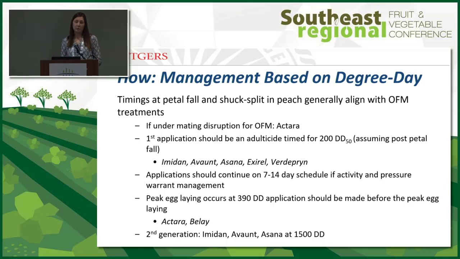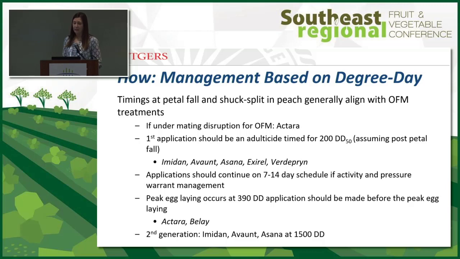If you're under mating disruption for oriental fruit moth, Actara is a good material to use. Otherwise, your first application should be an adulticide because they're not laying eggs quite yet. So you want to use an adulticide to kill the adults before they lay eggs. And this would be Imidan, Avant, Asana XRL, or Vertiprin. And those applications should continue on about a 7 to 14-day schedule depending on the pressure.